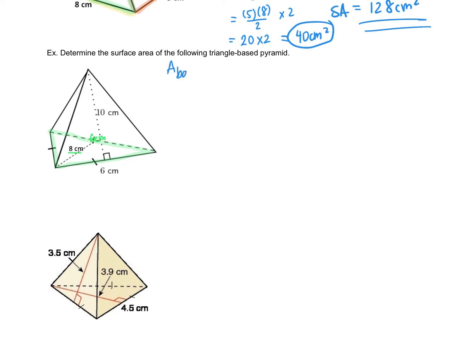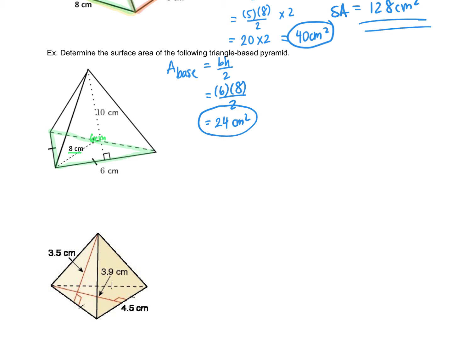So I'll write area base equals base times height divided by 2, and there's only one of those types of triangles. So the base of 6, the height of 8 divided by 2. 6 times 8, 48, divided by 2, 24 centimeters squared for our base.